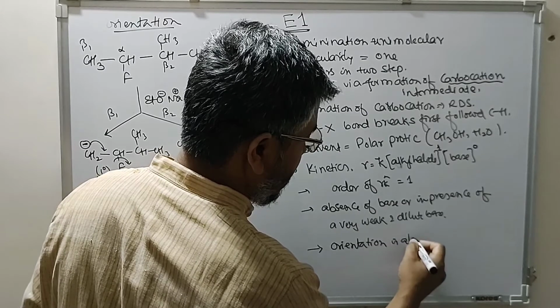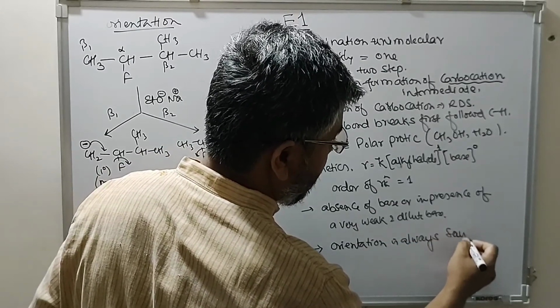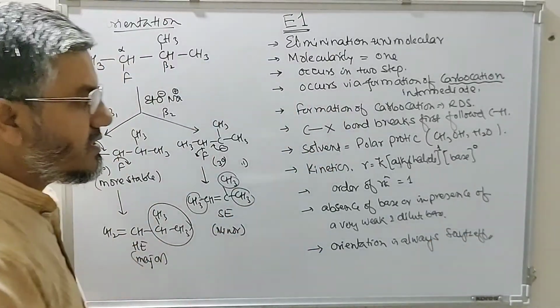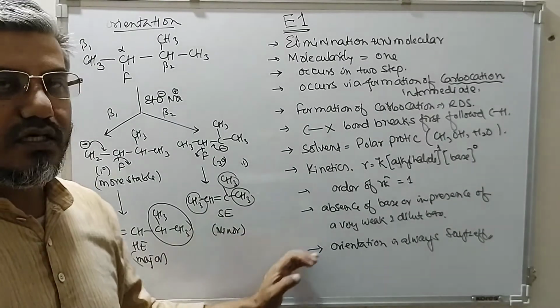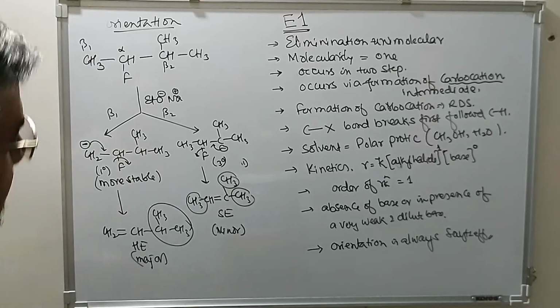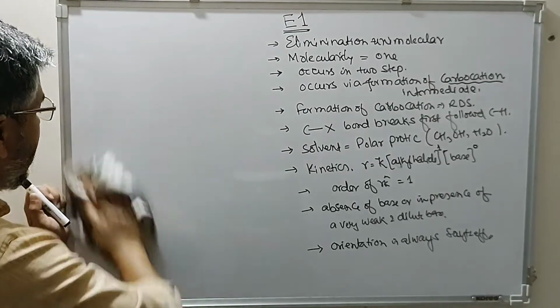Orientation is always Saytzeff. That means the more alkyl substituted alkene will be forming as the major product. Now coming to the reactivity order of different halogens for this E1.